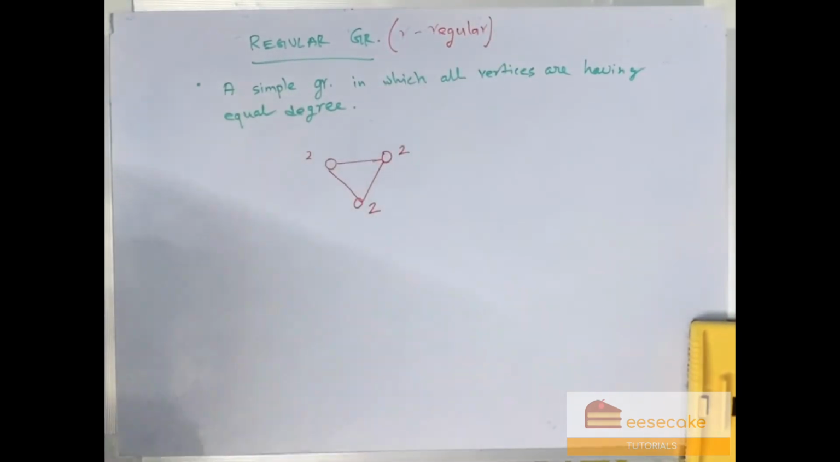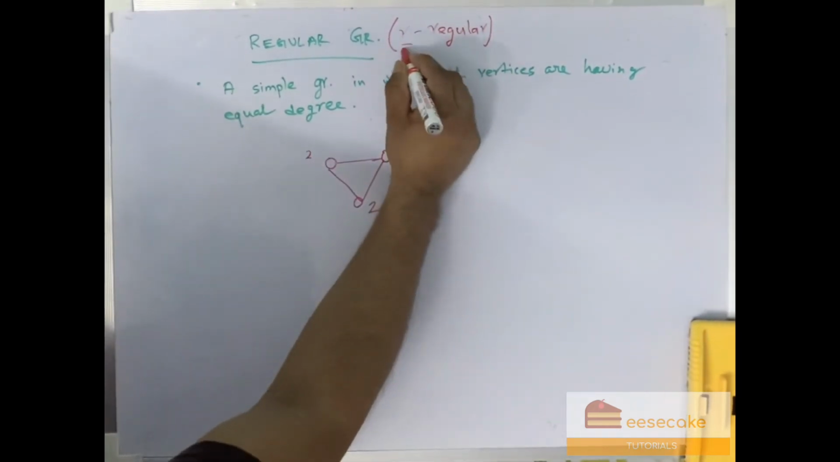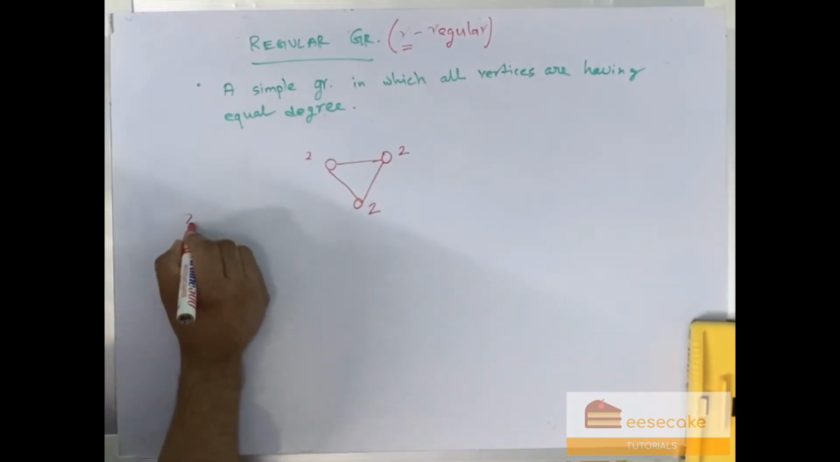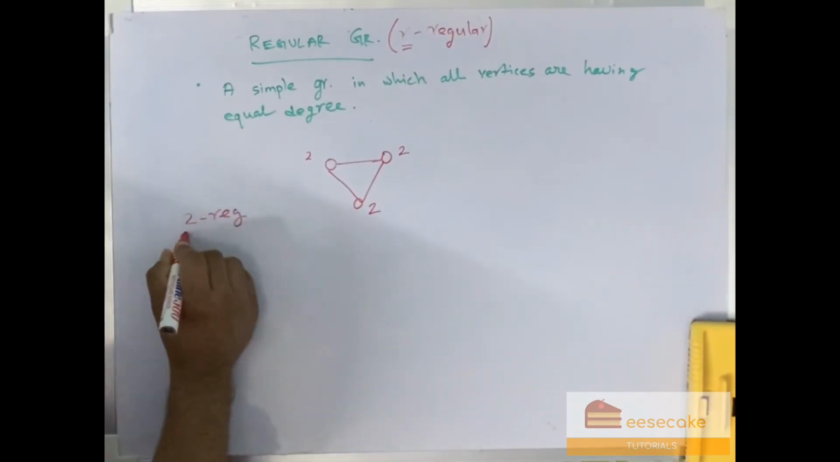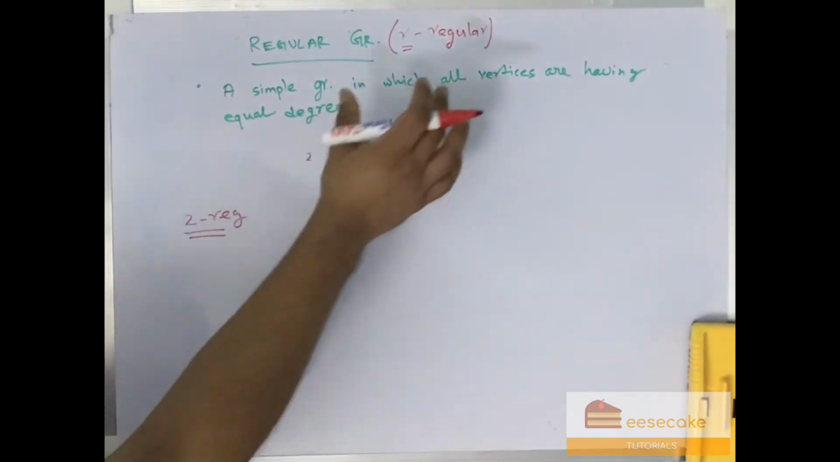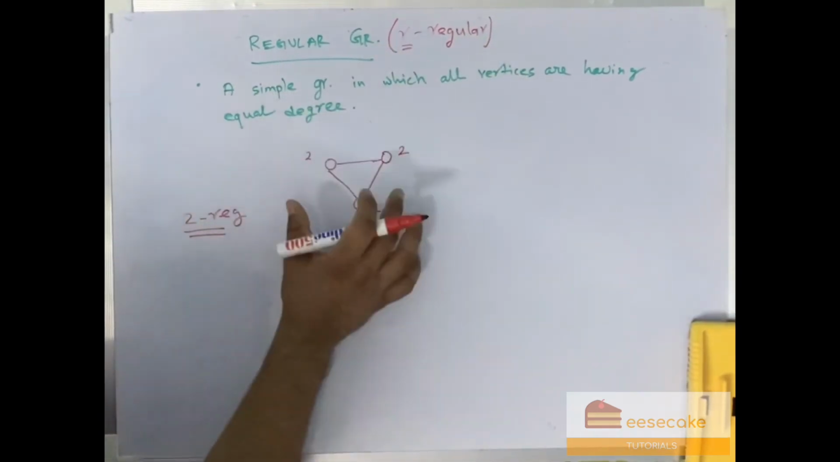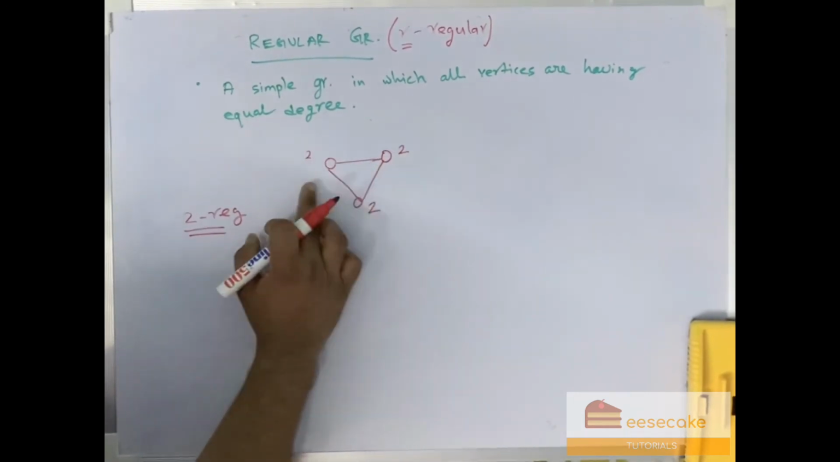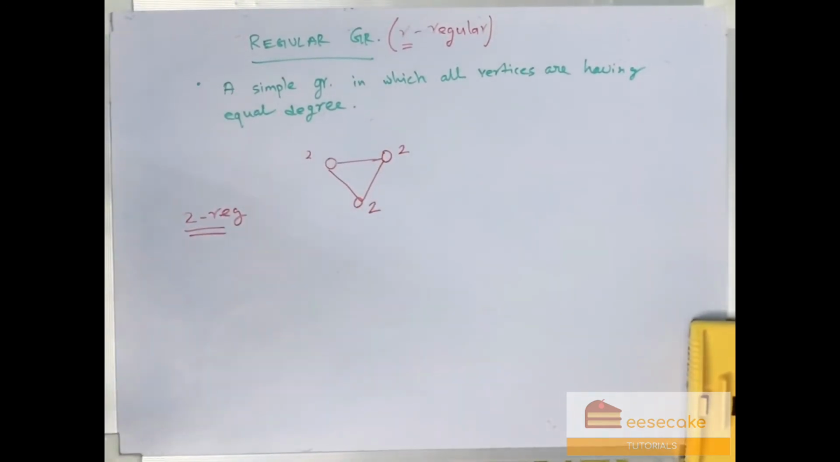Okay. So what is this R regular? This R stands for the degree. So in this case, this is 2. So 2 regular. Okay. So in this way we denote a regular graph, and by definition a regular graph is a graph whose all vertices are having equal degree.